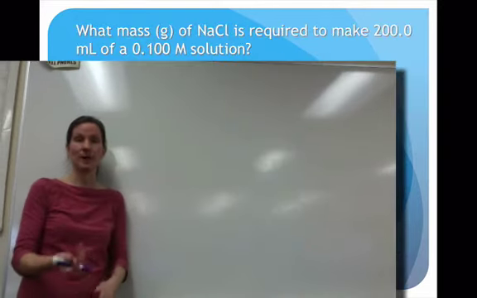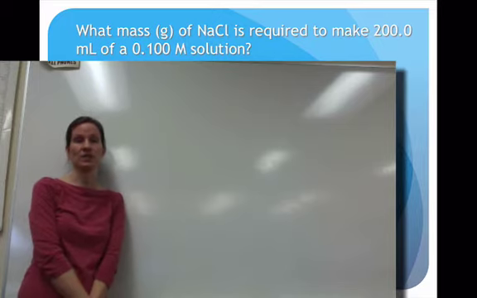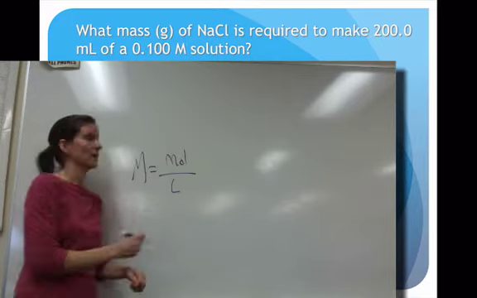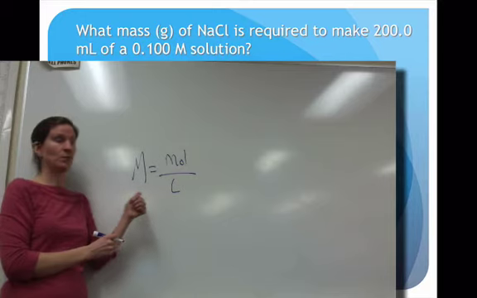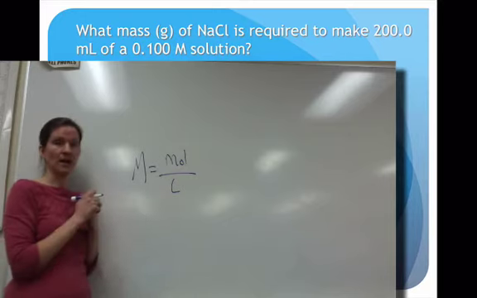Now instead if I'm given a problem like this, where I'm given concentration and volume and asked for a mass, I know big M still is moles per liter, so I can plug into this to get to one of my unknowns.